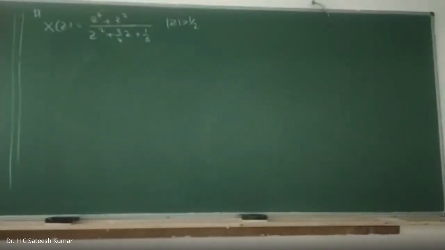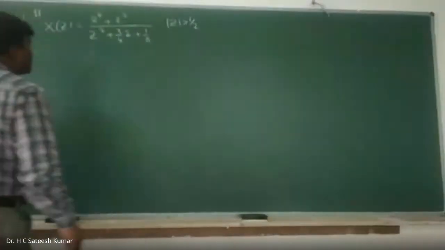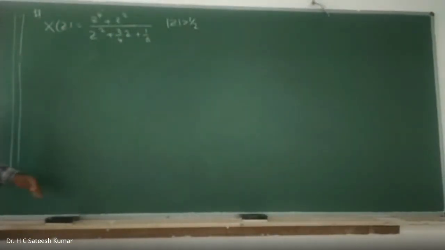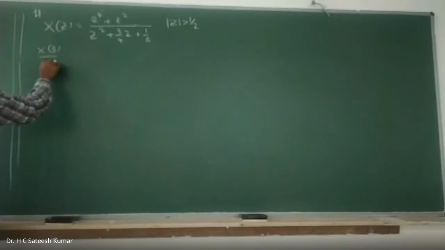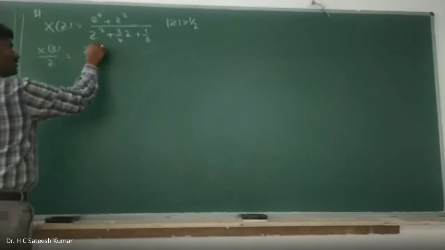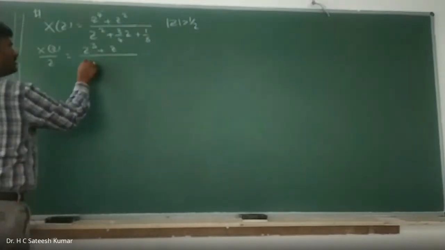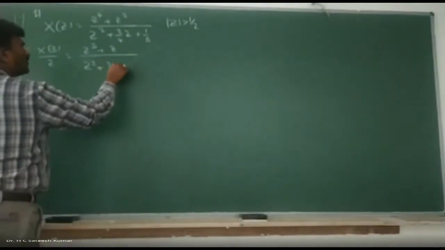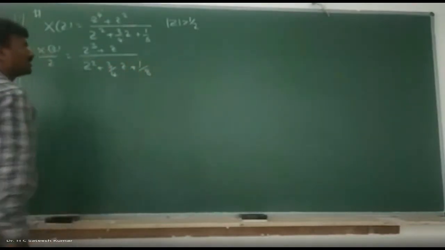So how to do this kind of problem? Now, first of all, we have to go for partial fraction of X of Z by Z. So take one Z common: X of Z divided by Z is equal to, if you take Z common and transfer it to the denominator, Z cube plus Z divided by Z square plus 3 by 4 Z plus 1 by 8.